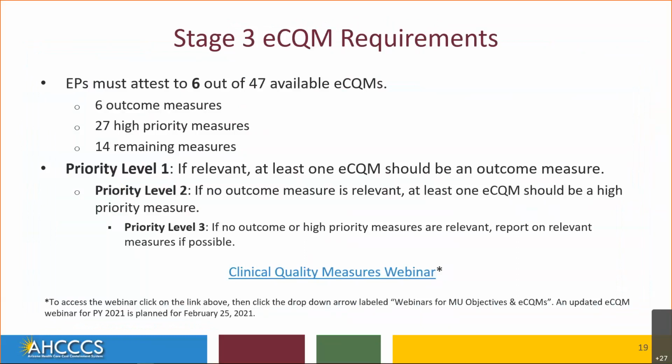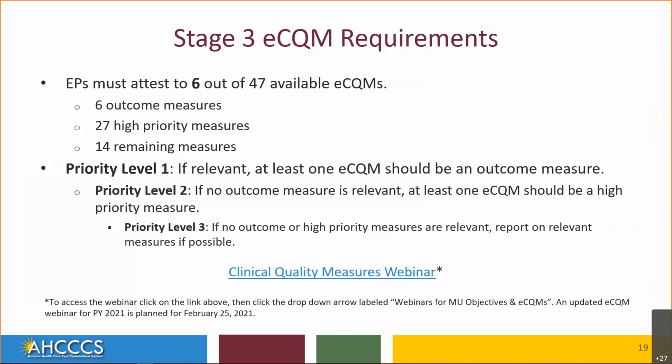Okay, moving on to the CQM requirements. EPs must attest to 6 out of 47 available CQMs. 6 of those 47 are outcome measures, 27 are high priority measures, and 14 remaining measures are not outcome or high priority.